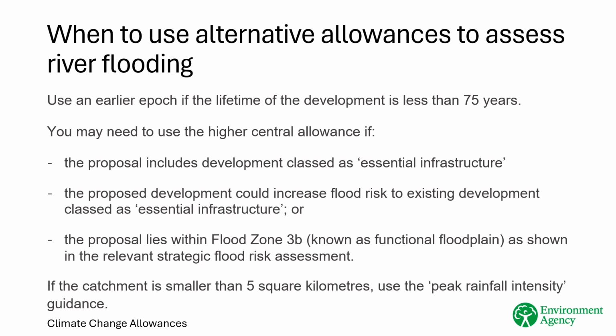Lastly, you'll need to take a slightly different approach to assessing river flooding from rivers with catchments smaller than 5 square kilometres, and in these cases, it's more appropriate to use the peak rainfall intensity uplifts instead. The next section of the video will cover allowances for peak rainfall intensity.